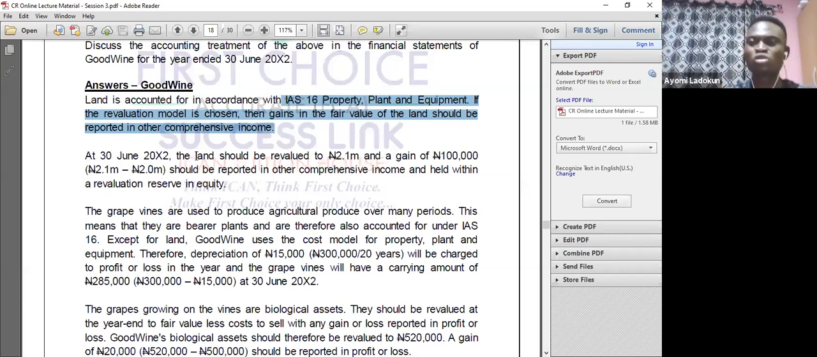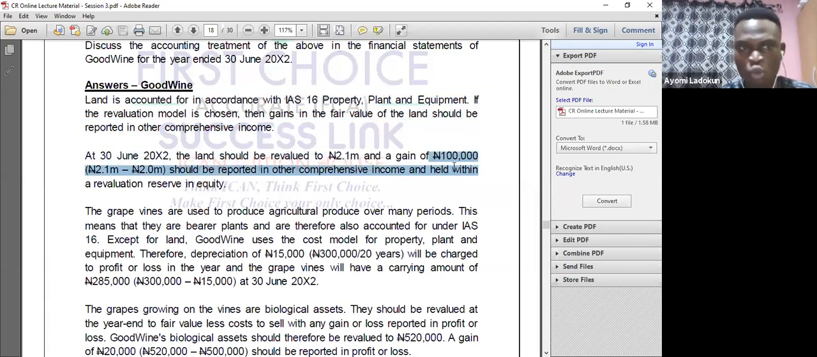Okay. Now, as at 30th June, the land. All you need to do is pick the land, pick the bearer plant, and pick the agricultural produce, and apply applicable standards. That's it: IAS 2, IAS 16, and IAS 41. That was the line I was telling you the other time. So when you pick land, for example, it was revalued to 2 million, okay, 2.1 million. 100,000 should be recorded in OCI. No battle. You are done.